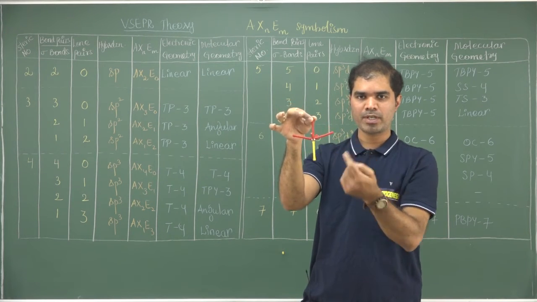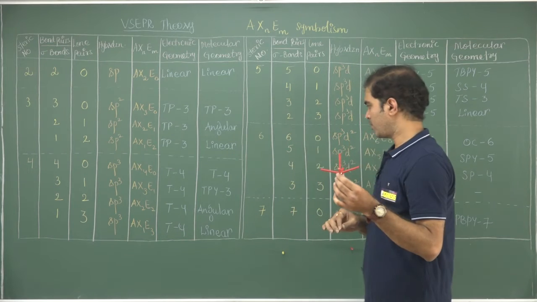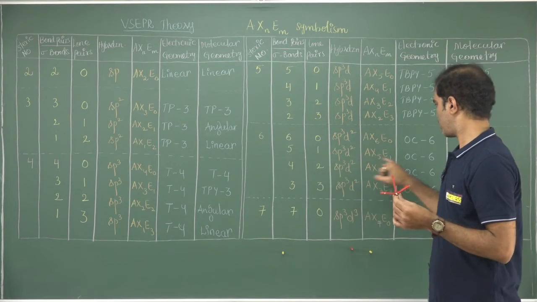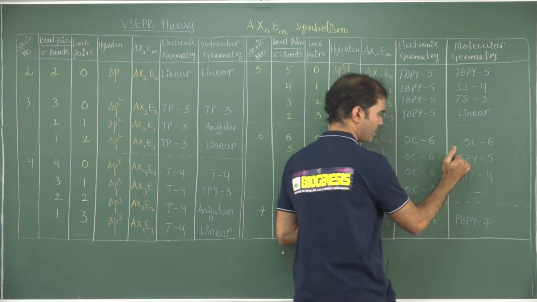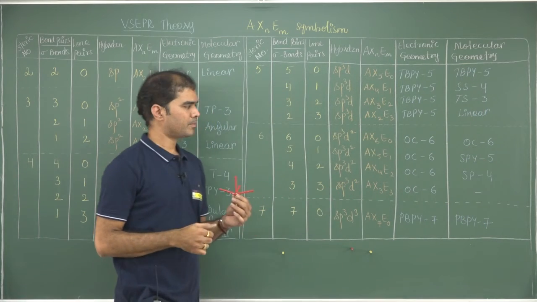This is when you have one lone pair. And this geometry we call a square pyramid geometry. The 5 plus 1 combination is a square pyramid geometry, abbreviated as SPY-5.